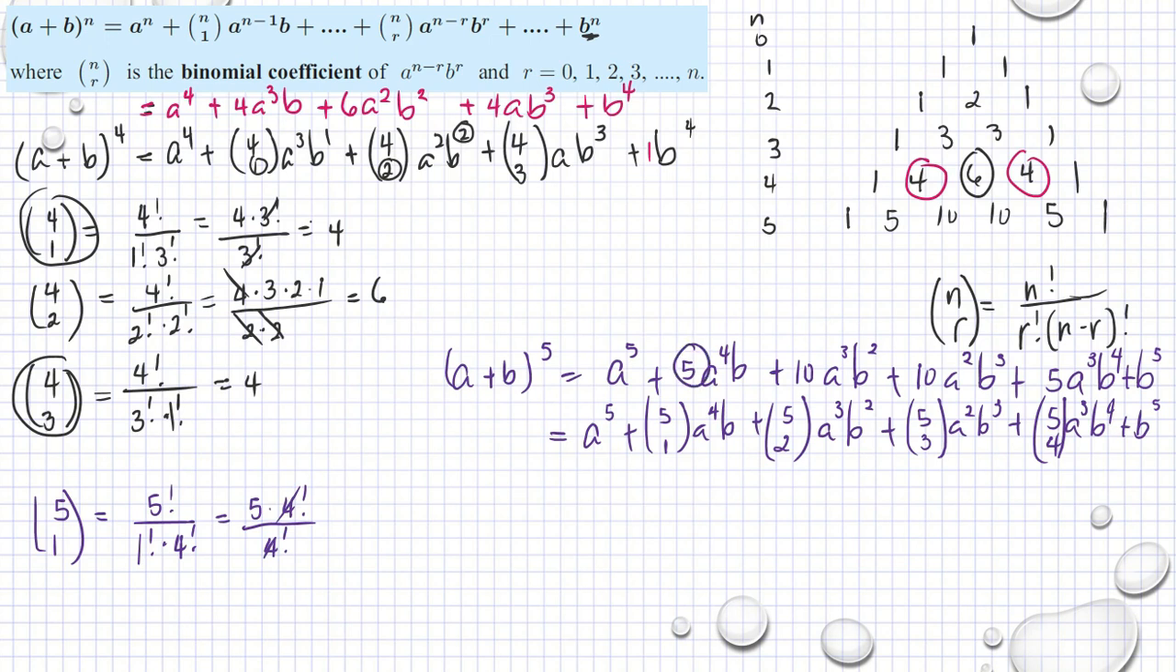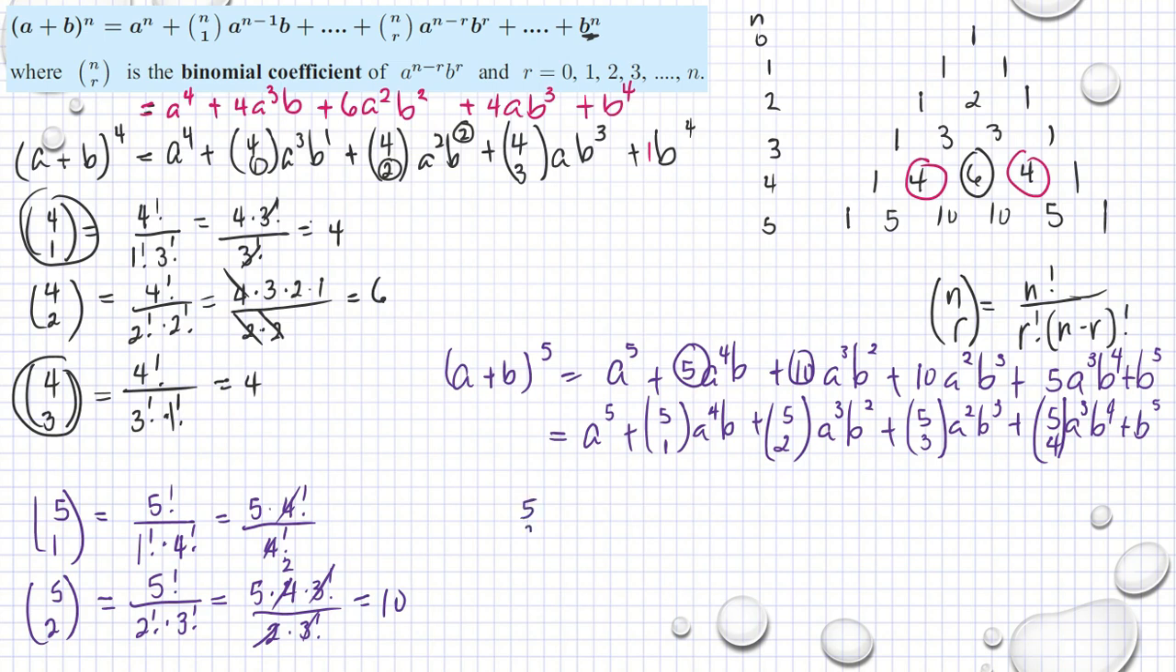Okay, and then 5 taken 2. We have 5 factorial divided by 2 factorial multiplied by the difference 3 factorial. Then we have 5 times 4 times 3 factorial divided by 2 multiplied by 3 factorial. And that is 1. And this is 2. Then we have 10. There you go.